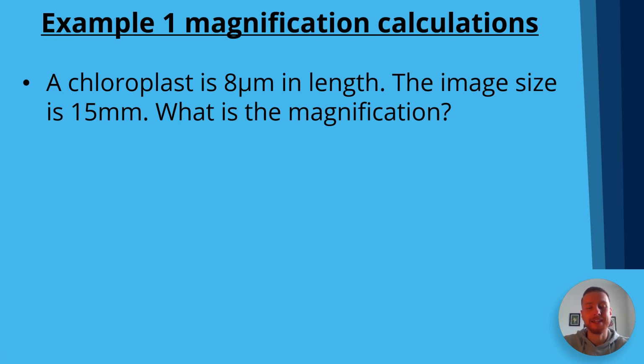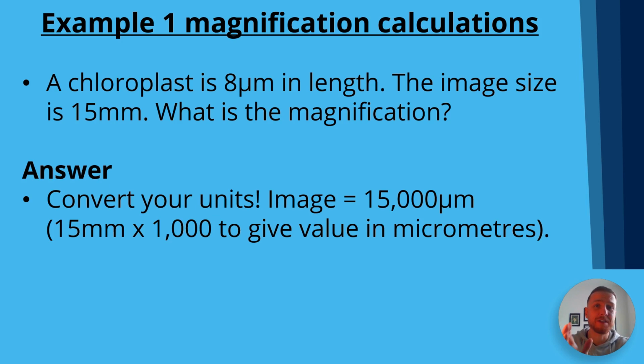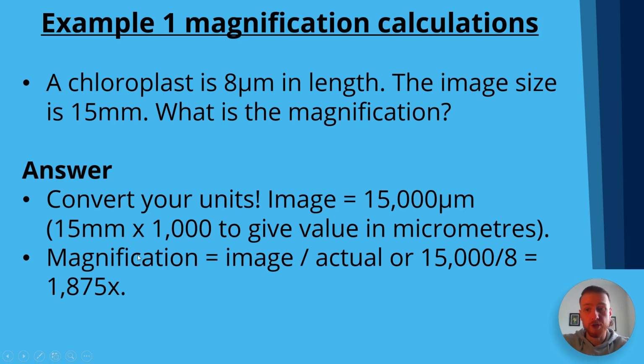So let's have a look at how to get the answer then. So the first thing to do is to convert your units. You're given the image size in millimeters, so we've got to convert that to micrometers. So all we simply do is times it by 1,000. So 15 millimeters equals 15,000 micrometers. So we've made it the same as what the chloroplast is measured in. Then we do our equation, so magnification equals image divided by actual, or in this case, 15,000, which is our measurement, divided by 8, which is our chloroplast length, our actual size, and that gives us 1,875 times magnification. Did you get that one right, guys?